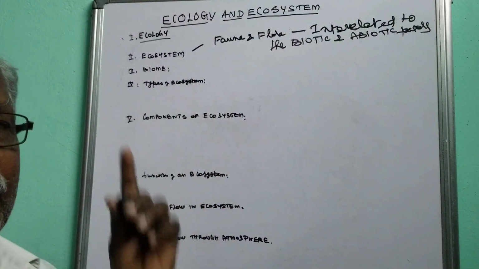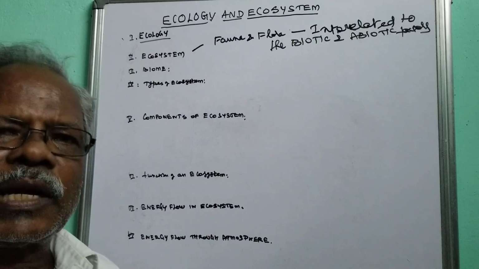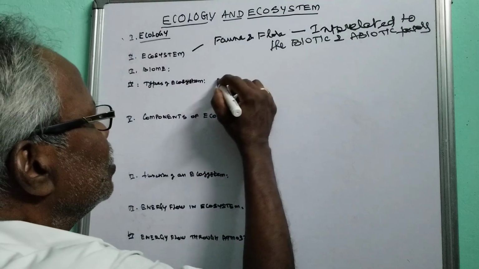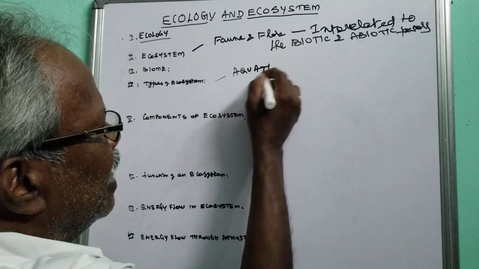And types of ecosystem. The ecosystem is divided into aquatic and terrestrial. So it is divided into aquatic and terrestrial.